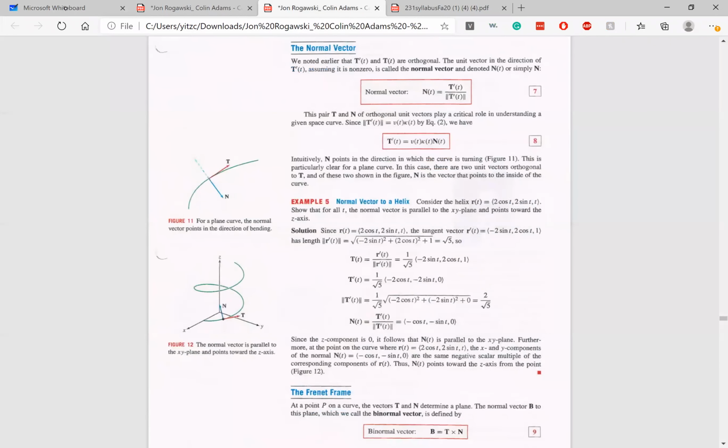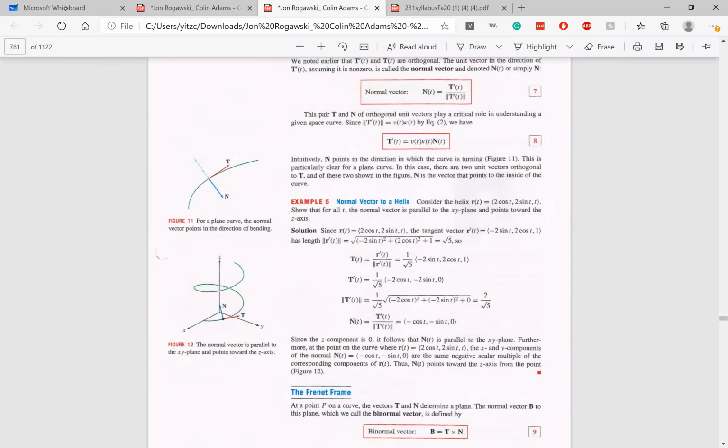And they find the normal vector to a helix. So here's a helix that we looked at before. You take the derivative, and you get that this is the square root of 5, because again, sine squared plus cosine squared is equal to 1. So you get that your unit tangent vector of this helix is 1 over the square root of 5 of this thing, of the tangent vector. So that's what we saw before.